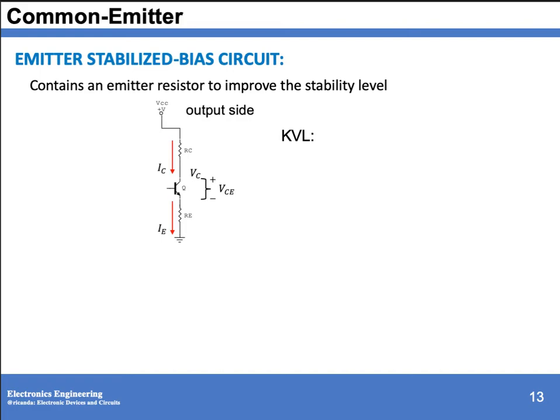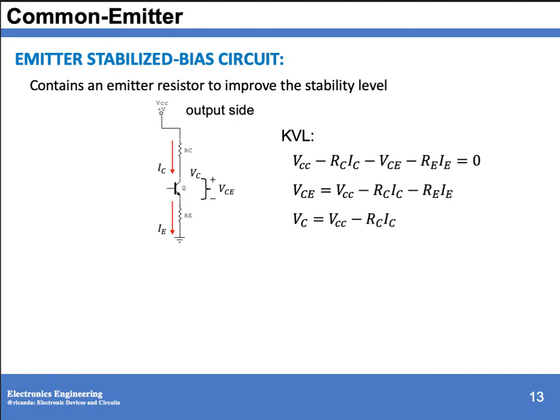Applying KVL, so VCC minus RC IC minus VCE minus RE IE. We know already what is IC as well as IE, so therefore we can solve for your VCE. So VCE is equal to VCC minus RC IC minus RE IE. Solving for VC, that is VCC minus RC IC. And also, it can be VCE plus your voltage at your emitter. So that is how to solve for your voltage of your collector with respect to ground.